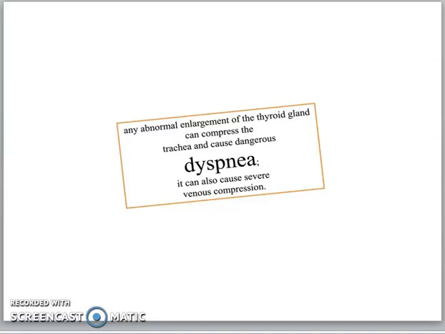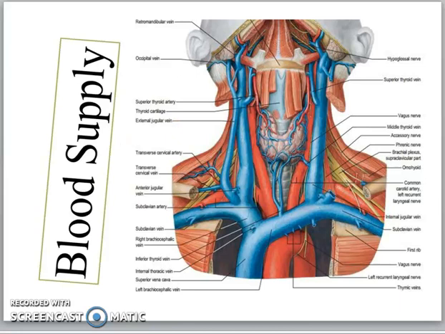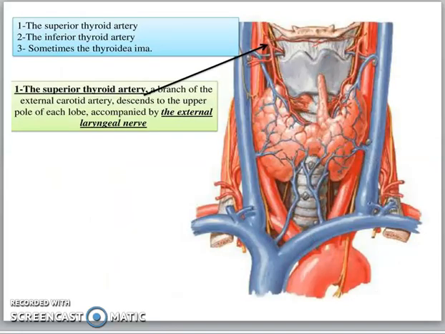So let's look at the blood supply. The blood supply of the thyroid gland is majorly from either the superior thyroid artery or the inferior thyroid artery. Sometimes there is a third supply that comes from the thyroid ima. The third one is called the thyroid ima. Let's look at a more exposed diagram. Okay, look at it. There are the superior thyroid artery, the inferior thyroid artery, and sometimes the thyroid ima.